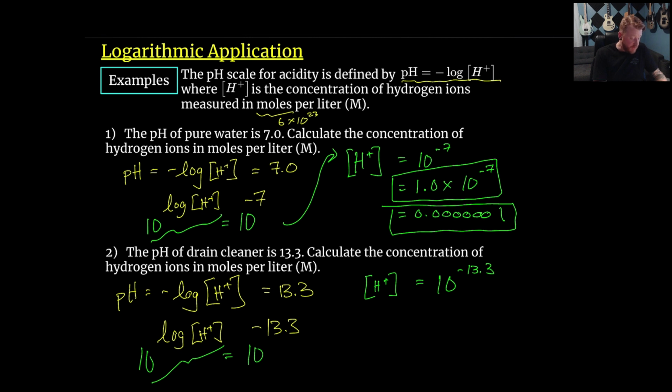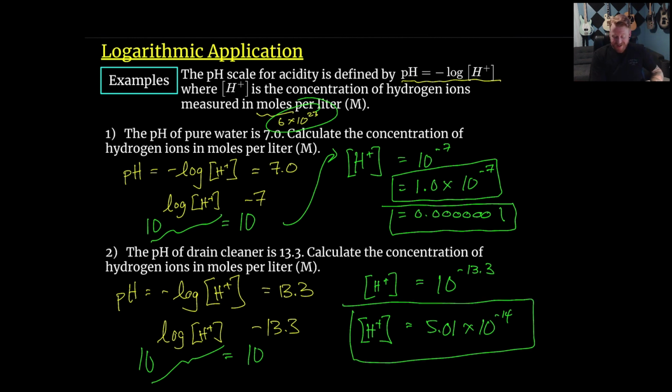And I have 10 raised to the negative 13.3. And I get that the concentration of hydrogen atoms is 5.01 with some change times 10 to the negative 14th power. So again, it seems like that's a very small number, but once we multiply it by moles per liter, we get that the number of actual hydrogen ions is going to be pretty large. So there is our answer to that one.